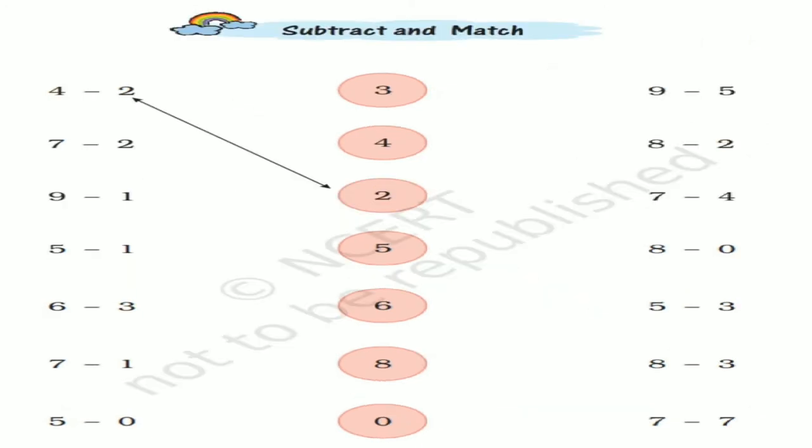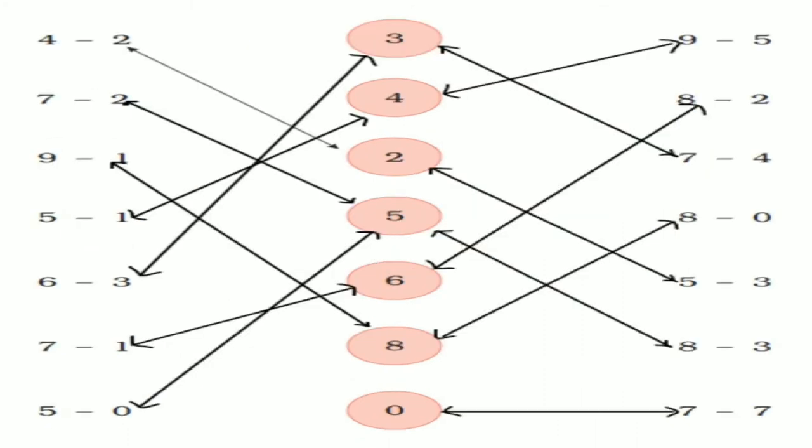Next, 7 minus 1. So we have to count from 1 to 7. Let us count the next number after 1. 2, 3, 4, 5, 6, 7. How many numbers did we count? We have counted 6 numbers. So 7 minus 1 is equal to 6.